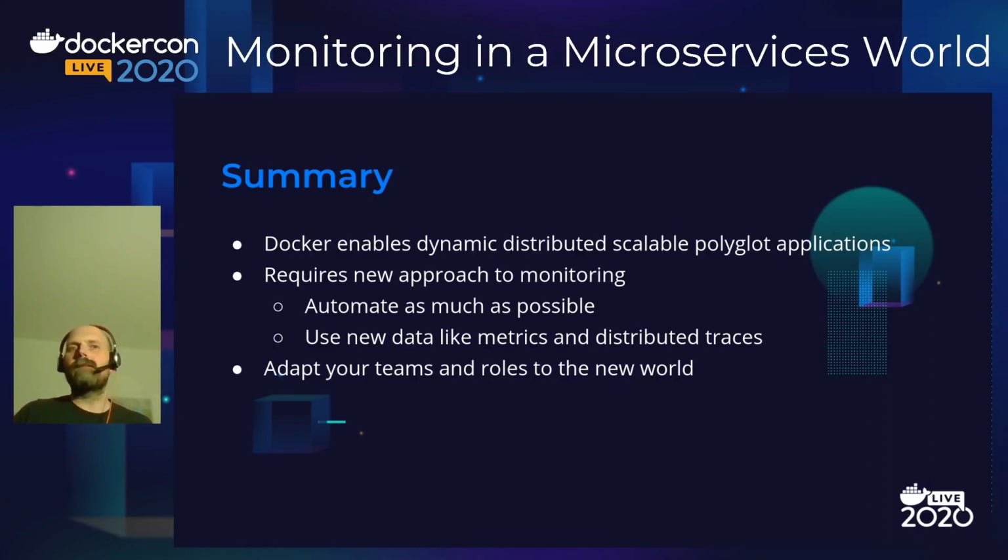And the other thing is that there is a new type of data that modern application monitoring systems build their functionality on. And this new data are metrics and distributed traces. If you understand what they are and what you can do with them, this will definitely help you define a reasonable monitoring strategy for your microservice environment. And of course, you need to adapt your teams and roles to the new world because it has not only an impact on the technology side, but also on the organizational side.